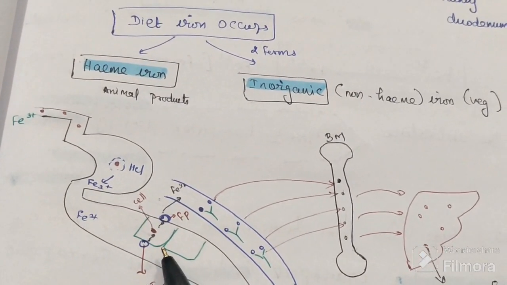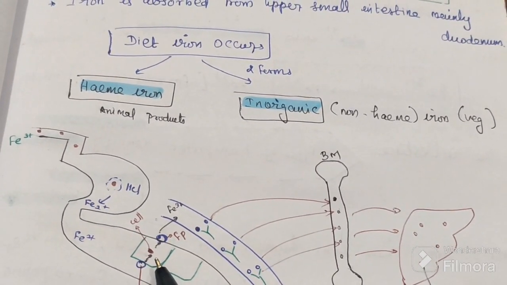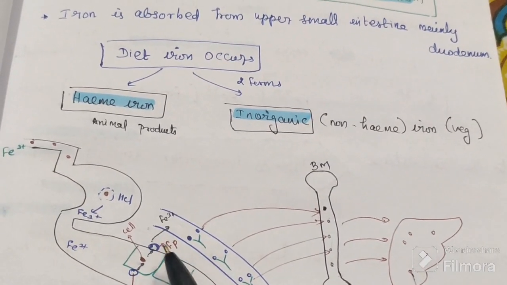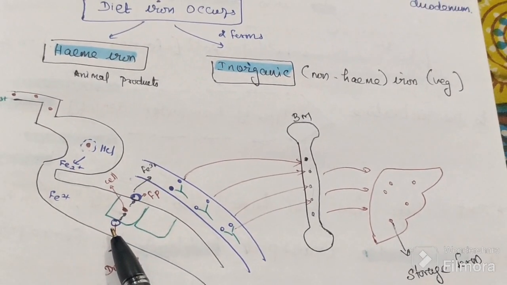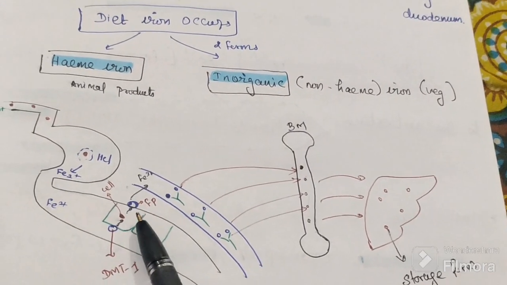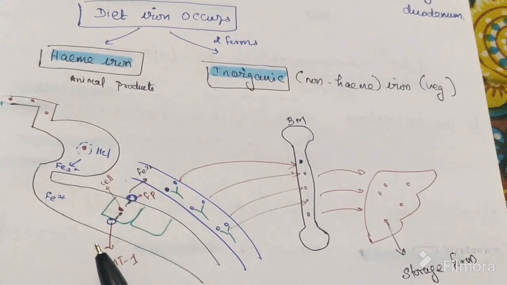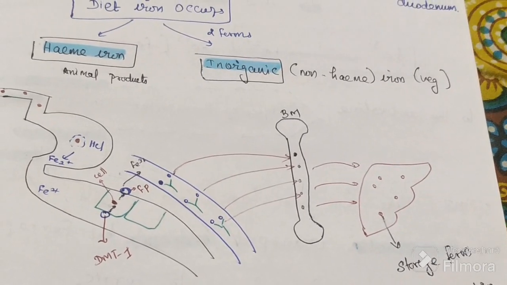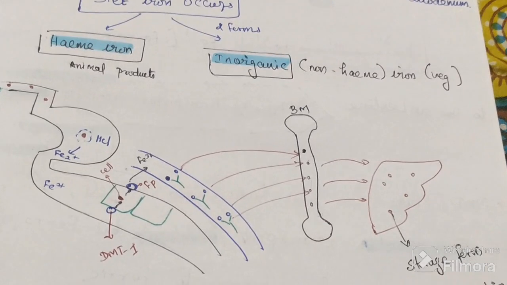Now this ferrous form is moving to our intestine. In the intestine there are two types of transporter. The first is present on the luminal surface, and the second on the basolateral surface. The first one, on the luminal surface, is known as DMT1, that means divalent metal transporter 1.